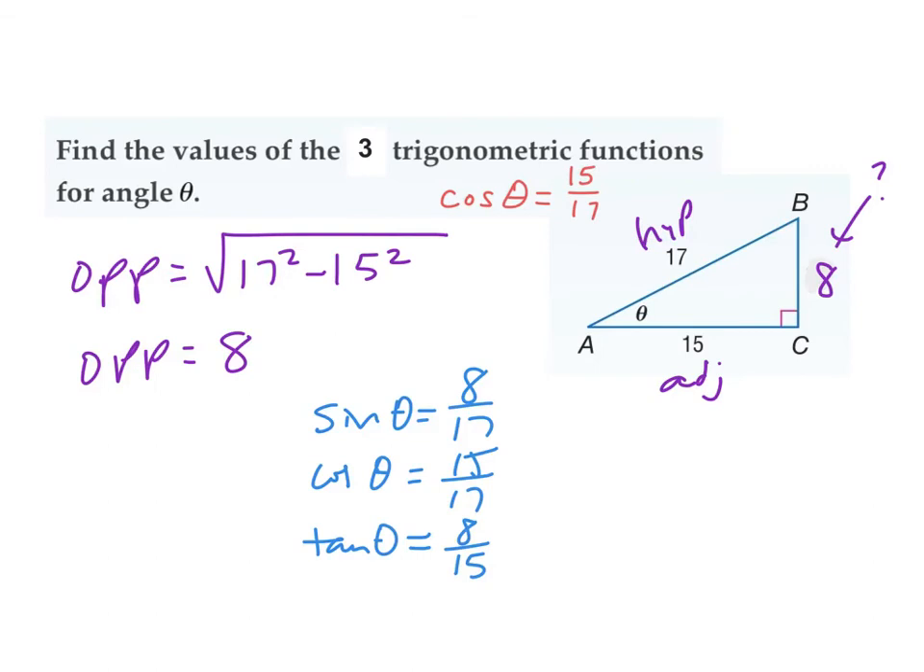So once I have all three parts, it's just a matter of plugging in: sine, opposite over hypotenuse, cosine, adjacent over hypotenuse, tangent, opposite over adjacent. And these are my values. These are the ratios. Whenever possible, you need to reduce. Just like with any fraction, you should always reduce it down. Do not express it as a decimal. I want it written as a ratio, written as a fraction.